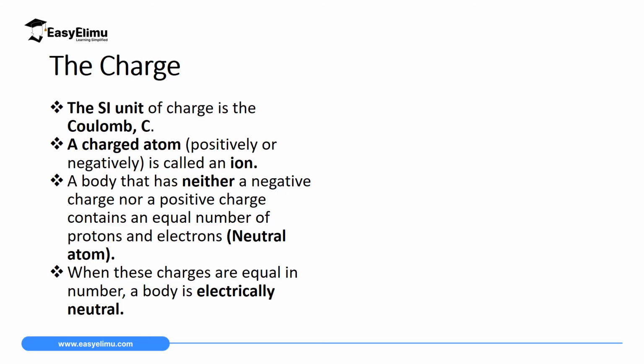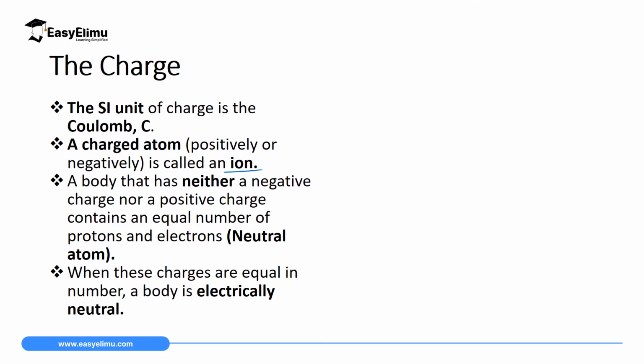So an atom which is positively or negatively charged is called an ion, and you are going to learn specific names for them. A positively charged ion we call a cation, but that one you will discuss in chemistry. And a negative one is called an anion. We are going to discuss more about that in chemistry. Remember, chemistry is related to physics.